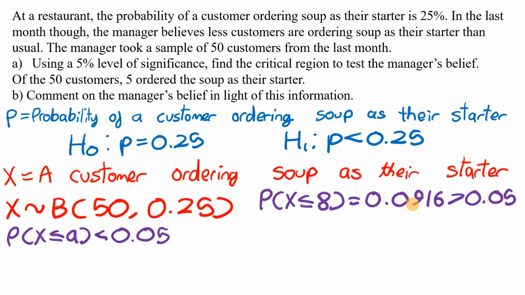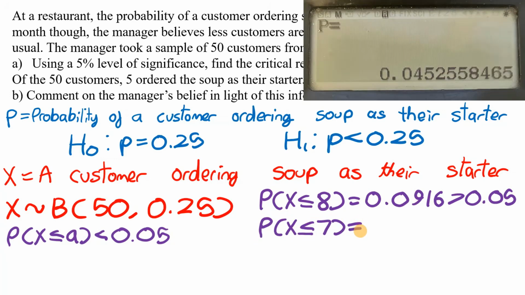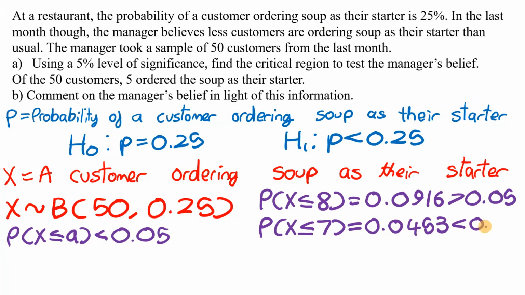So if you instead sub in 7, this is the probability that x is less than or equal to 7. If you put this into your calculator to 4 decimal places, it's 0.0453, and this is less than 0.05. So 7 is the first value of x where this probability is less than 0.05. So this here is the critical region.